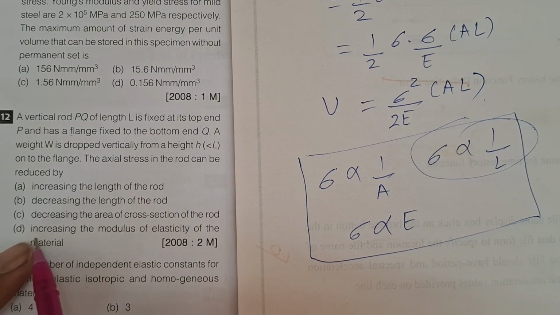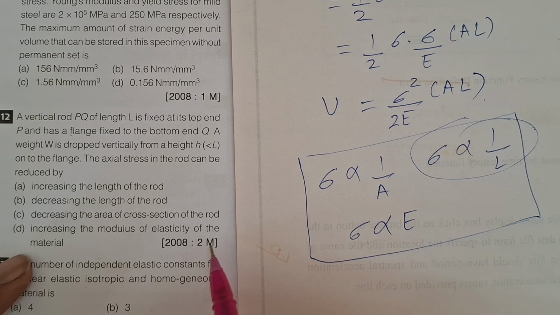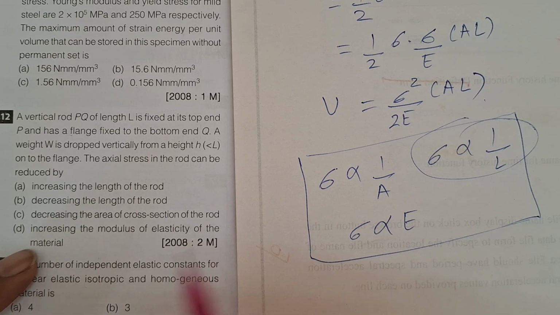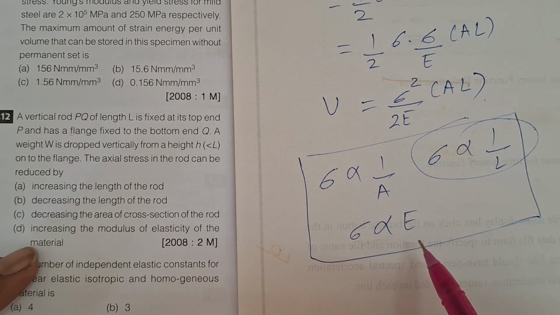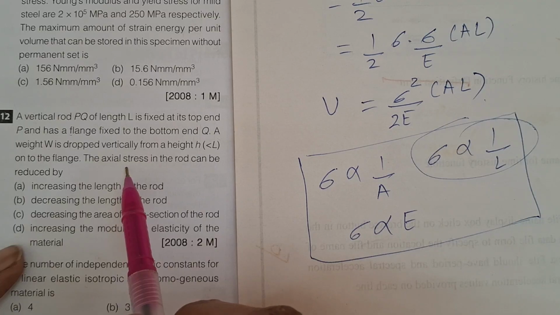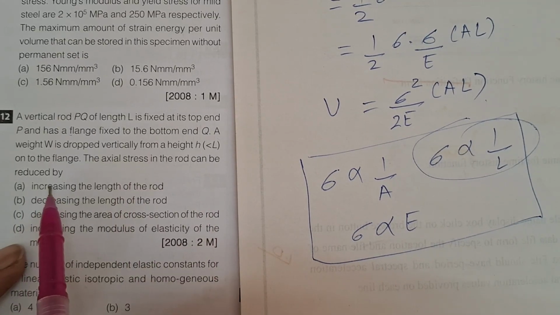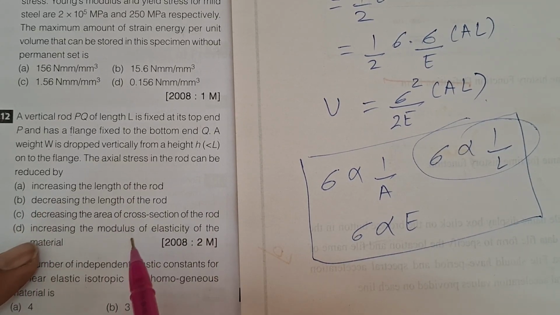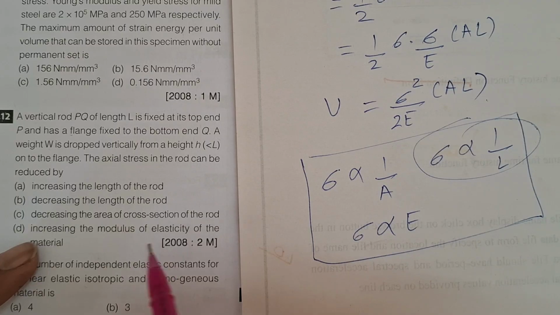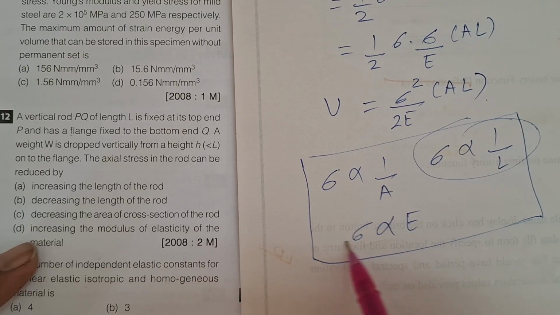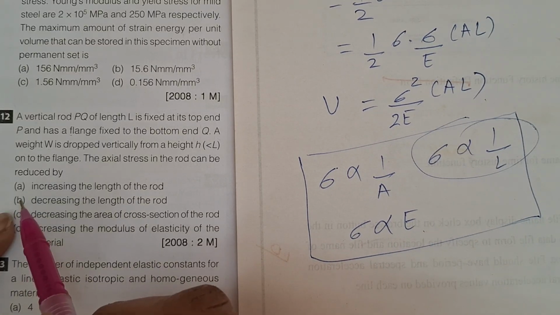Again, the last one, increasing the modulus of elasticity of the material. Now it is directly proportional, so this is also wrong, because we want to reduce the axial stress in the rod. To reduce stress, you have to reduce the modulus of elasticity, as both are directly proportional. So the answer is A.